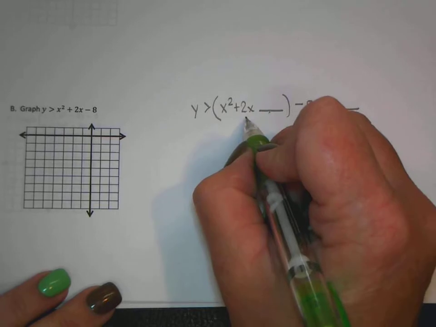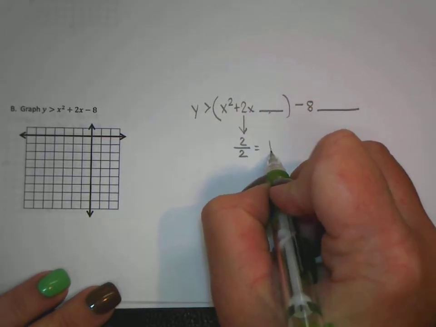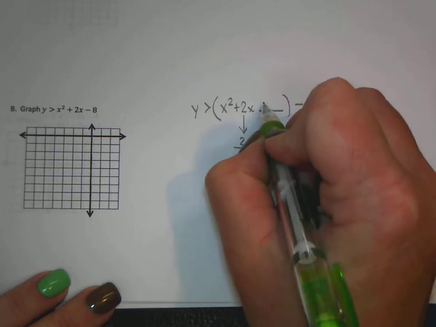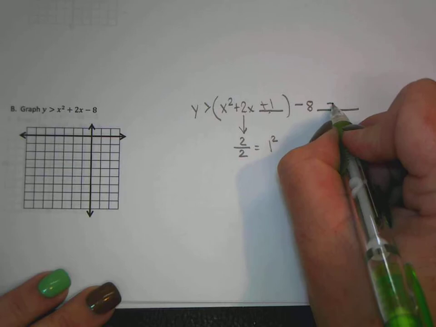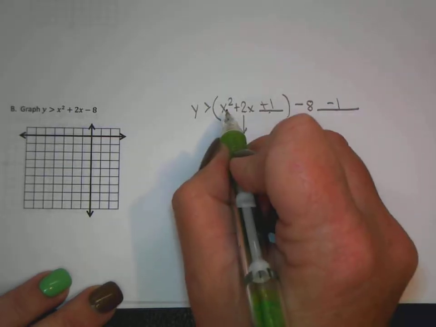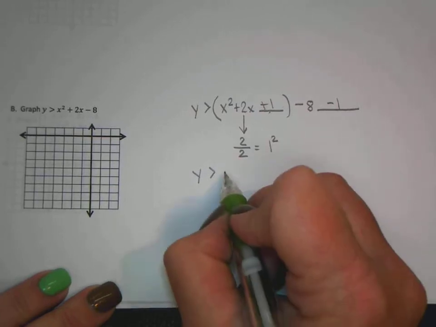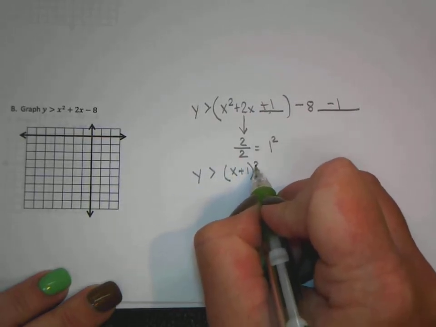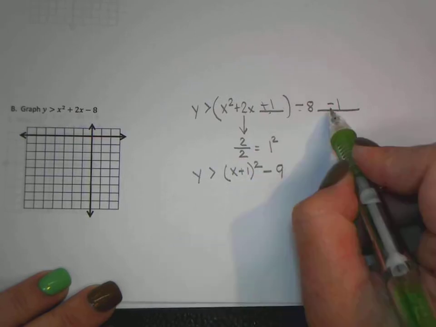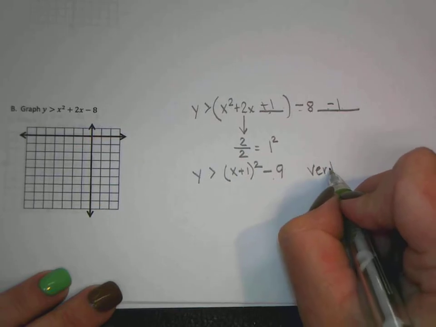So you're going to bring down your 2, you're going to complete the square, you're going to divide it by 2, which is 1, and you're going to square it, so plus 1. You're adding 1 here, so you're going to subtract 1 here. This is your perfect square trinomial, so your vertex form would be y equals x plus 1 all squared minus 9. Negative 8 and negative 1 is negative 9. You now have your vertex.